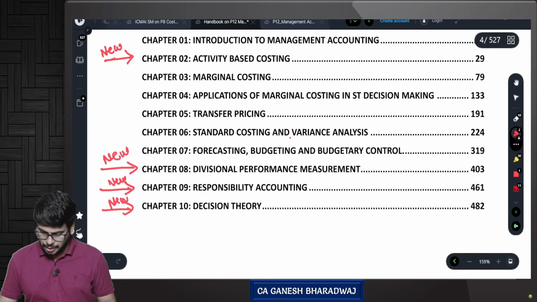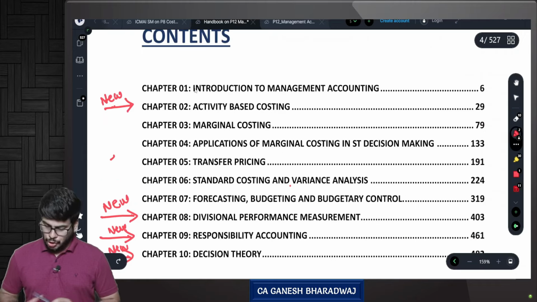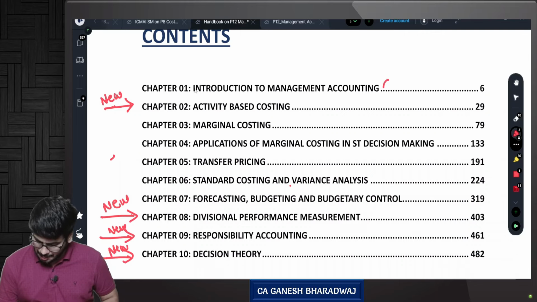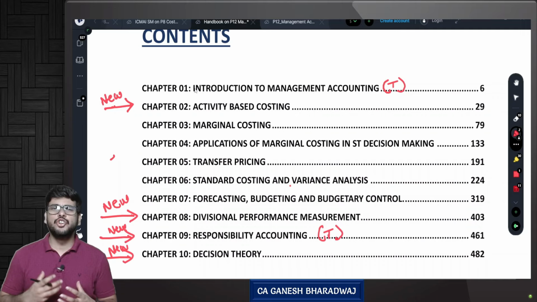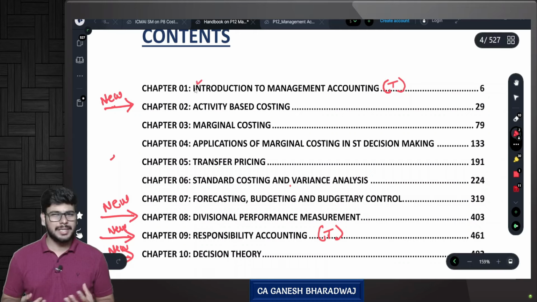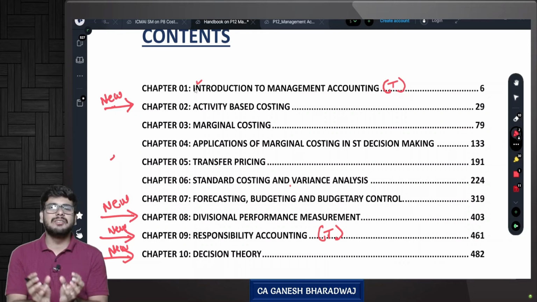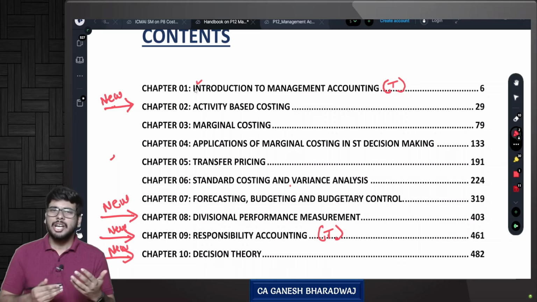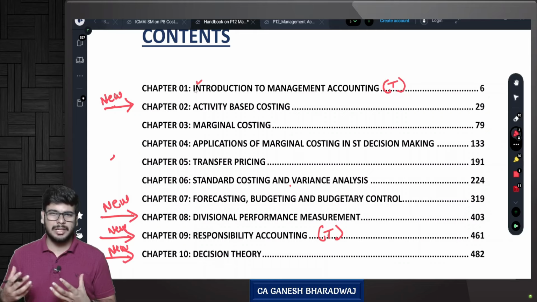Now, out of the 10 chapters, chapter number 1 and chapter number 9 are theory. That is, numerical questions will not be there in these two chapters. Chapter number 1 is completely theory, obviously an introduction. Chapter number 9 is a practical theory. That is, they will give some scenario with some numbers, and you need to logically think and write. So that would also be predominantly theory driven, as in numerical computation will not be there much.